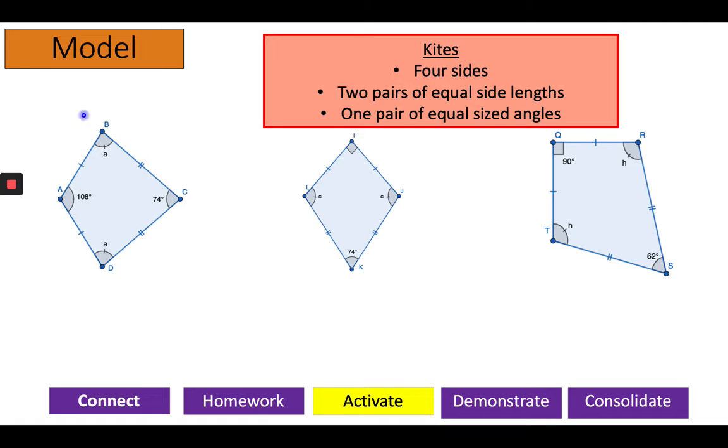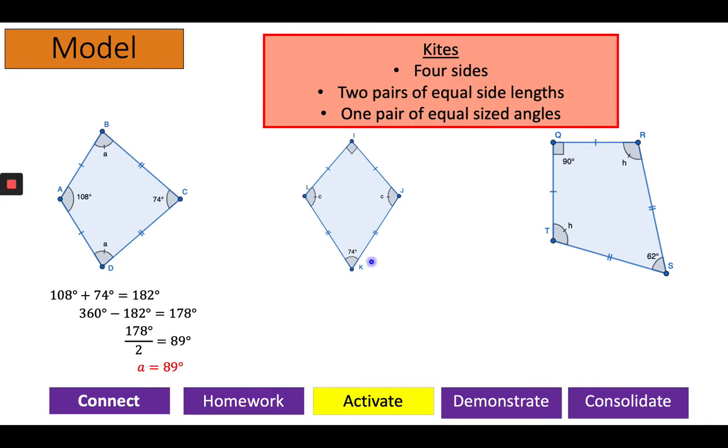So for this kite here, we'll add 108 plus 74, and we'd get 182 degrees. We then subtract that from 360 degrees to get 178. We then divide 178 by 2 because we are missing 2 equal angles. We would get 89 degrees. So our angle A equals 89 degrees.